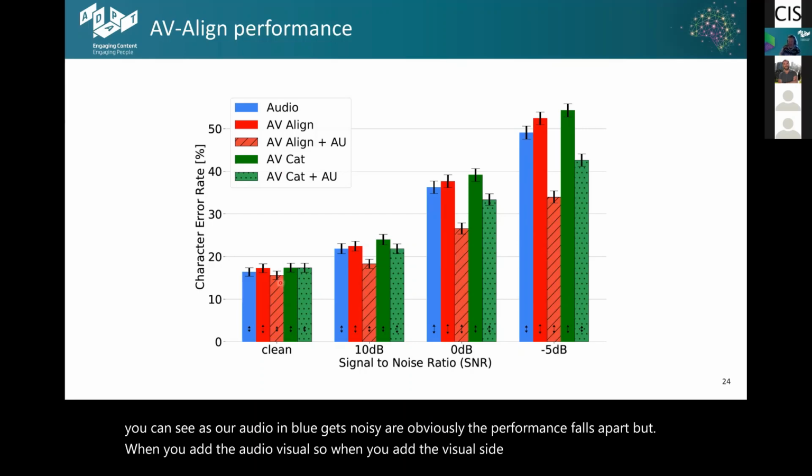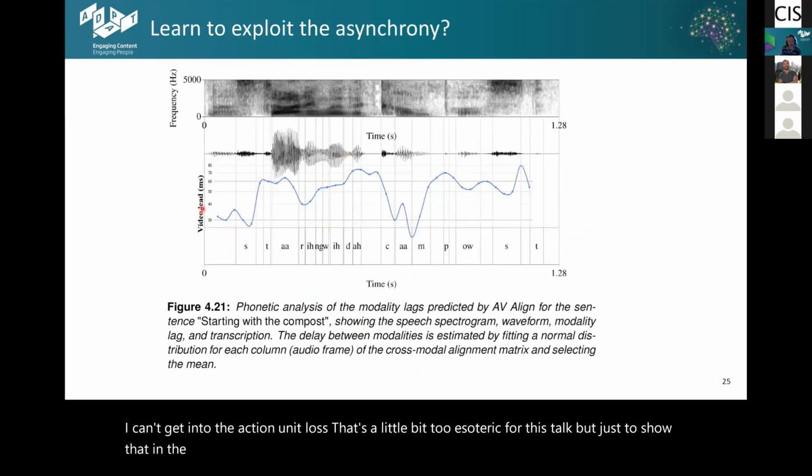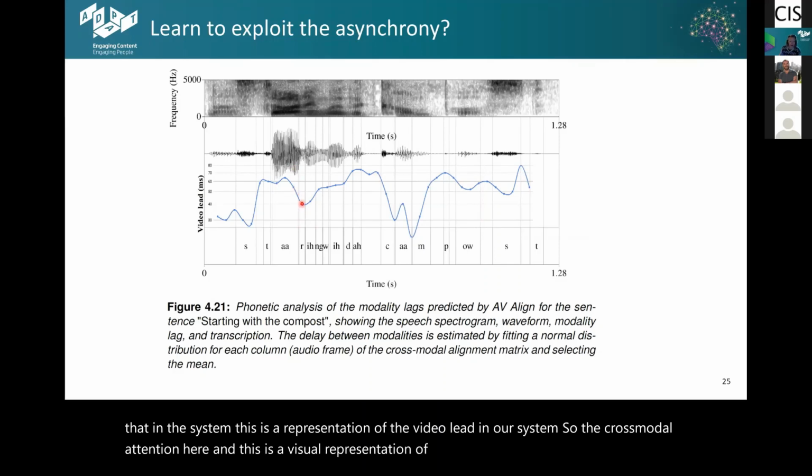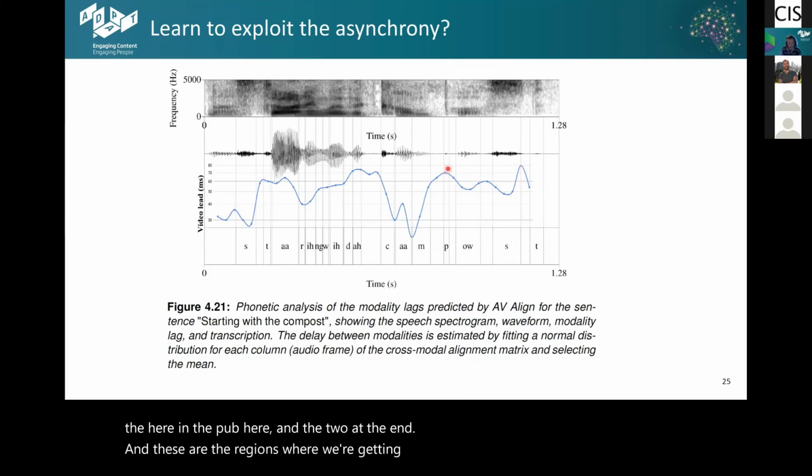I can't get into the action unit loss. That's a little bit too esoteric for this talk, but just to show that in the system, this is a representation of the video lead in our system. So the cross-modal attention here, and this is a visual representation of how the timing between the audio visual is changing. And this is a sentence starting with the compost. So we have plosive sounds like the t here and the p here and the t at the end. And these are the regions where we're getting the greatest video lead. So that gives you an idea of how we're learning to exploit the asynchrony in the audio-visual signal for speech recognition.